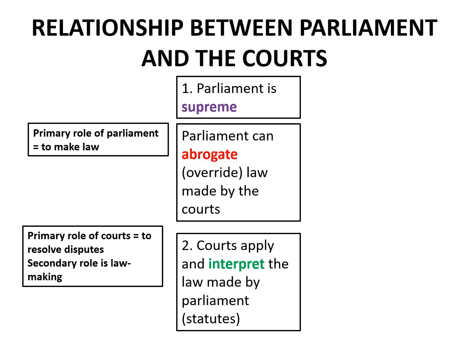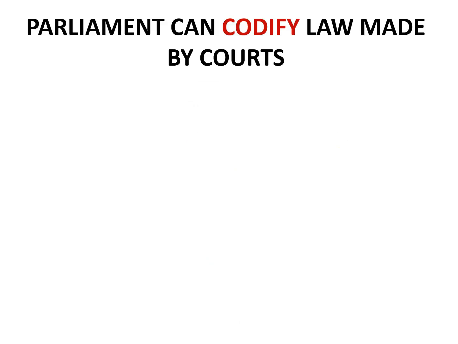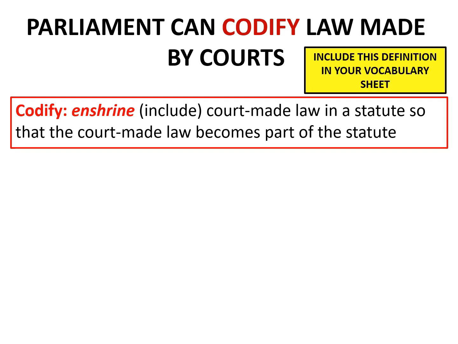We now come to the third feature of the relationship between Parliament and the courts in lawmaking. This is that Parliament can codify law made by the courts. Parliament codifies law made by the courts, that is court-made law, when Parliament enshrines or includes that court-made law in a statute so that the court-made law becomes part of the statute. Look down the left-hand side of your vocabulary sheets, find the term codify and write this definition in there.